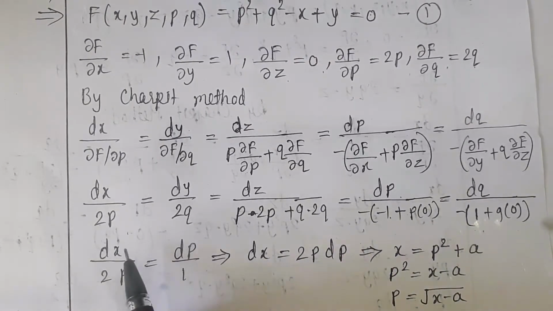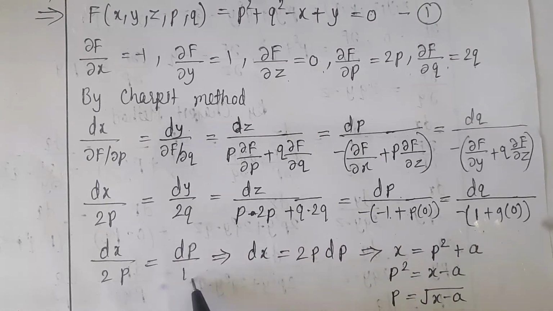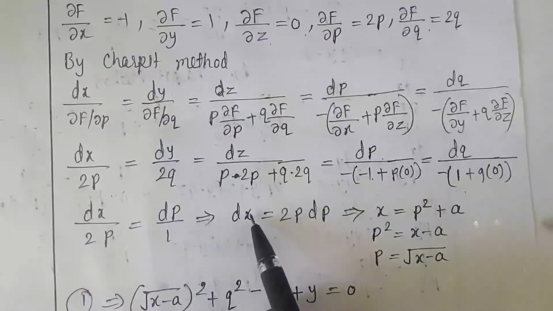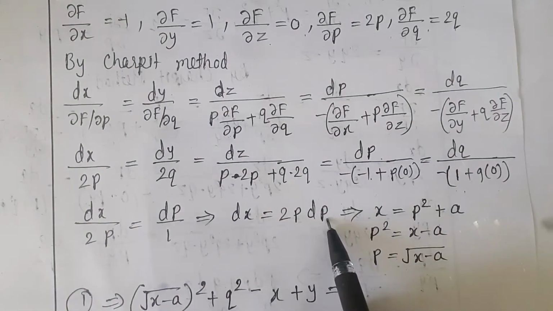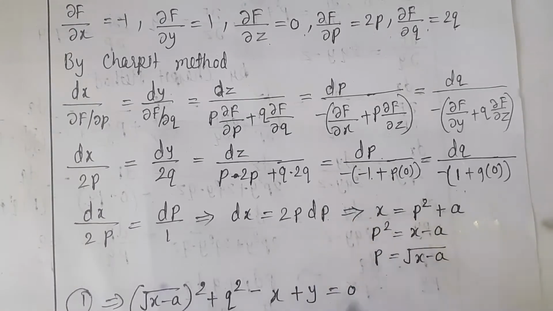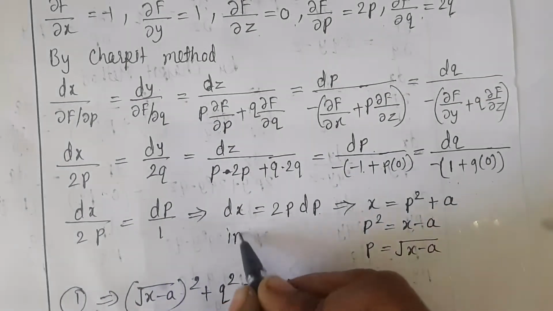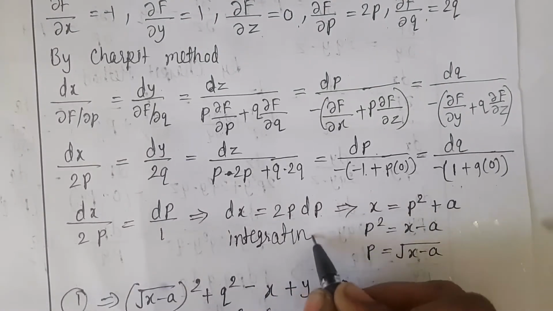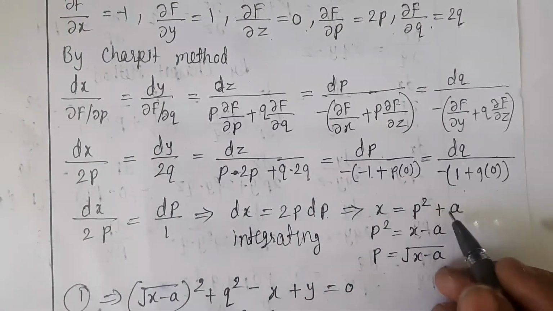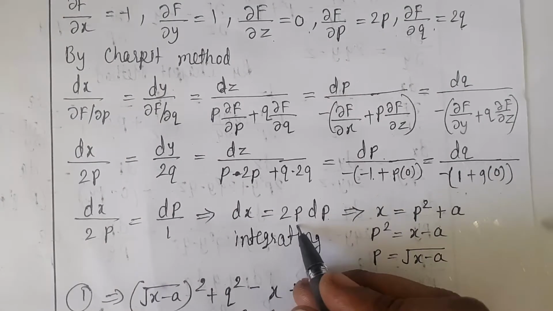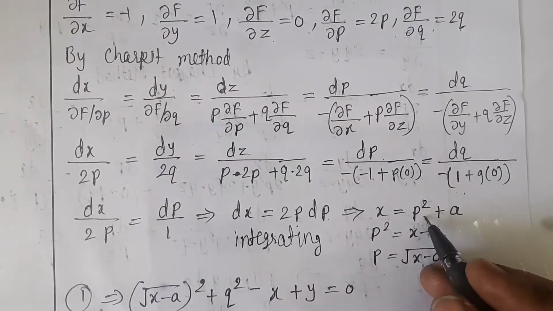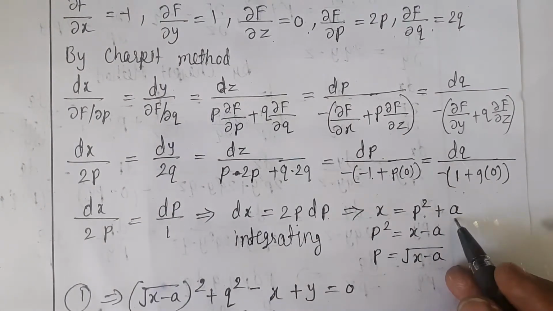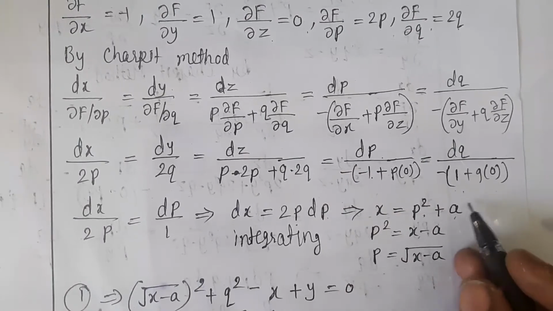So I have considered here dx upon 2p is equal to dp by 1. So you will get dx is equal to 2p dp. Now integrating on both sides. What is the integration of dx? It is x, and integration of 2p is 2p square by 2, so p square, plus constant of integration a. I have considered here a.